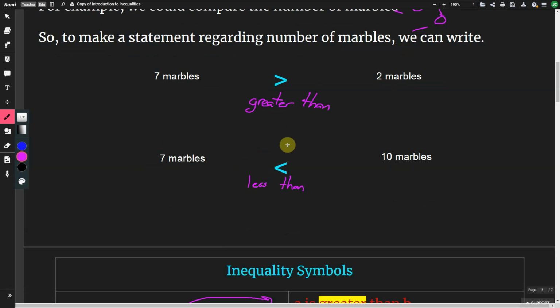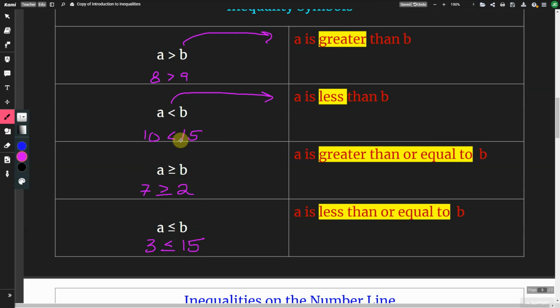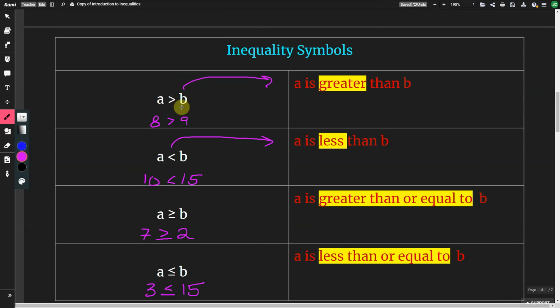Because it wouldn't make sense to use equal signs here. Oops, my bad. Okay, it doesn't make sense. 7 is not equal to 10. So then that's where these 4 come in. So you have to know how to read this, and of course what they mean.